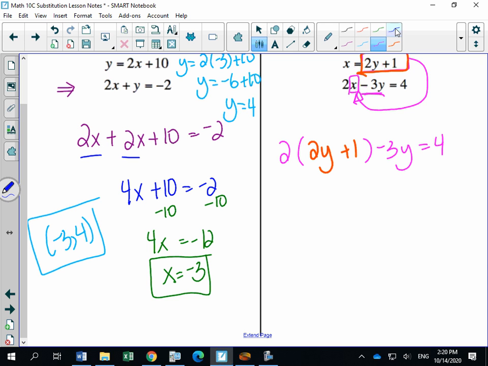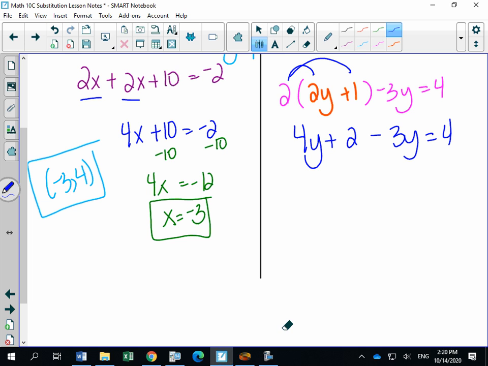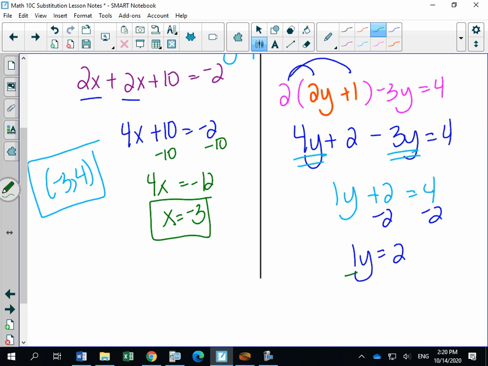Okay, let's get rid of our brackets by distributing in that 2. 4y plus 2 minus 3y is equal to 4. We're going to be solving for y. So get all of your like terms together. 4y minus 3y is 1y plus 2 is equal to 4. Get rid of that 2. 1y is equal to 2. Divide out your 1, and we get y is equal to 2.